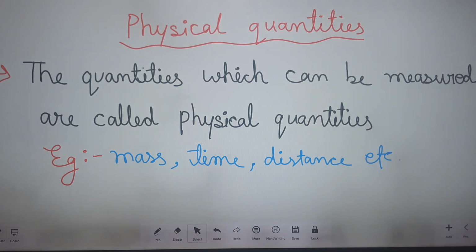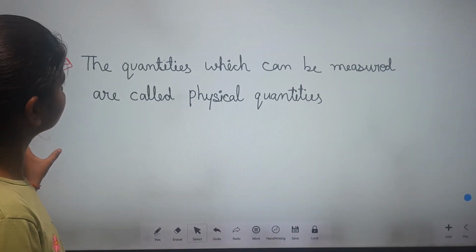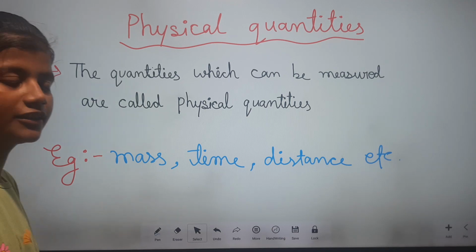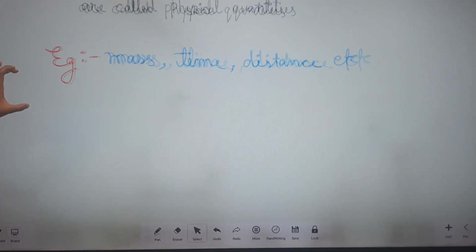So what is physical quantity? The quantities which can be measured are called physical quantities. For example, mass, time, distance, volume, area. These are known as physical quantities. The quantities which can be measured are called physical quantities, and the quantities which cannot be measured are called non-physical quantities.